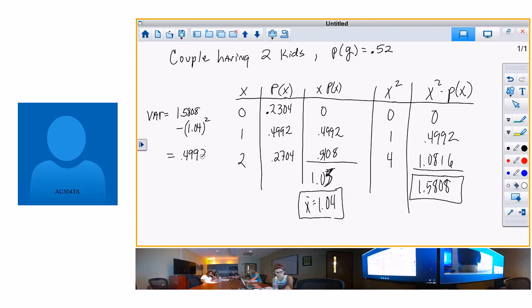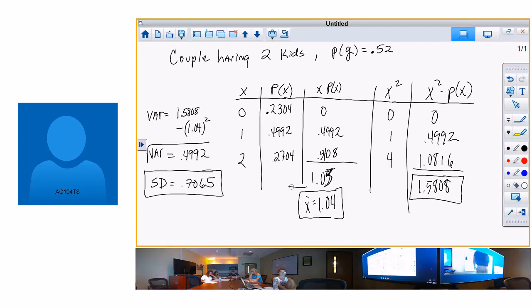0.4992. And now we're going to take the square root of the variance, raise it to the 0.5 power, and somebody give me that number. This is 0.7065. And your two most important numbers are the standard deviation and the mean.